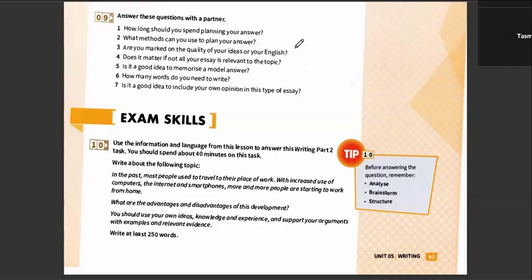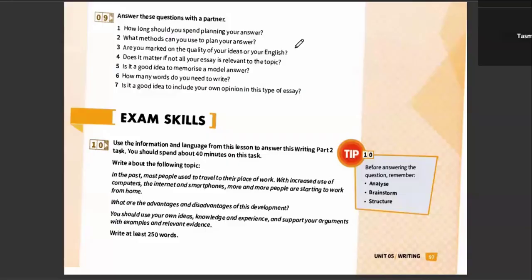activity 10. So you have 40 minutes in total for the second part, that is the second task of writing, and you have to use at least 250 words. So the topic that is given here is, in the past, most people used to travel to their place of work. With increased use of computers, the internet and smartphones, more and more people are starting to work from home, like I am doing. So what are the advantages and disadvantages of this development? What do you think are the advantages and disadvantages of this?